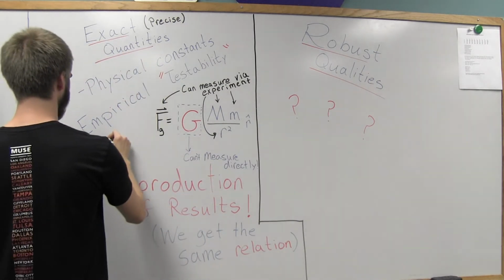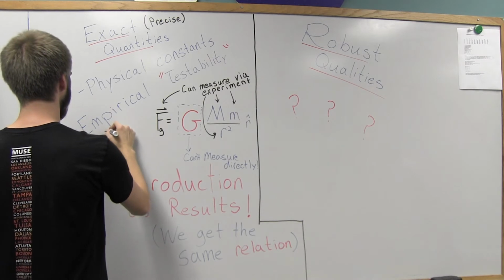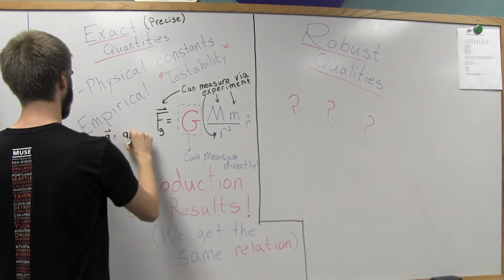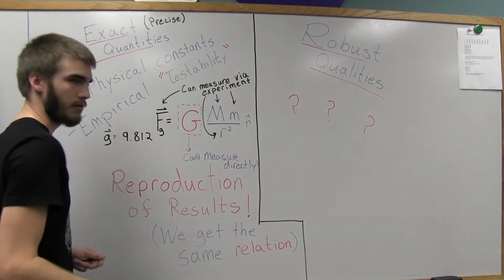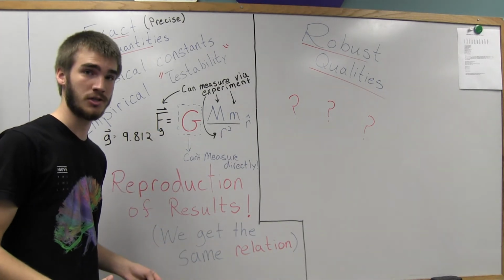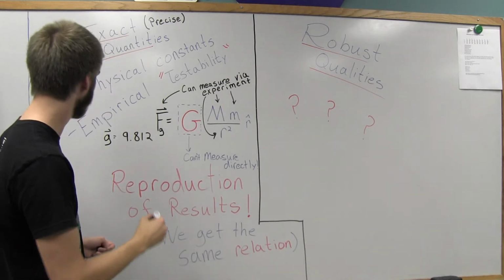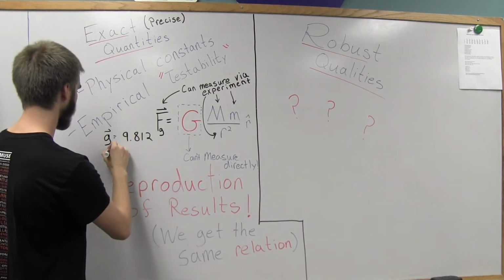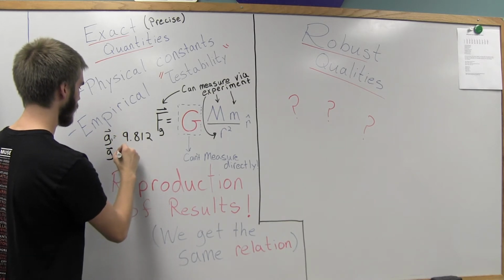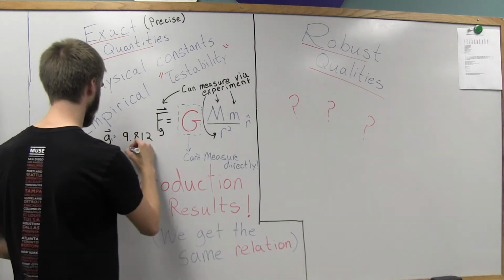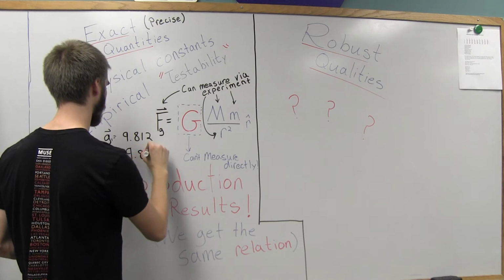So let's say I get my gravitational acceleration g equal to 9.812. And in terms of modern technology, that's not very precise at all. But my friend gets, and I'll label this g1 and this g2, my friend gets 9.813.